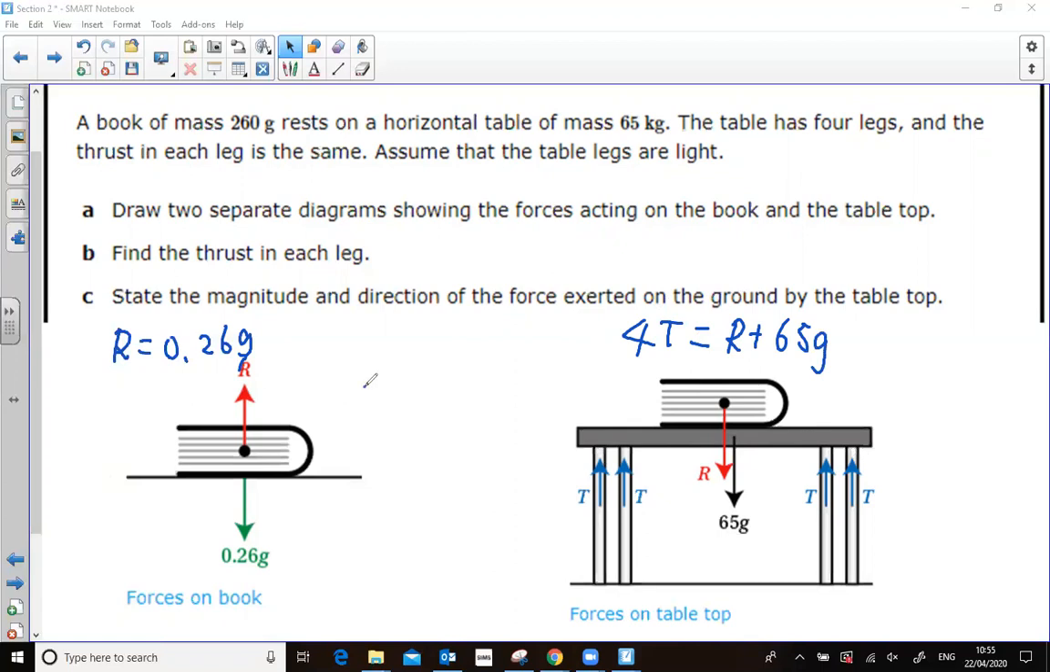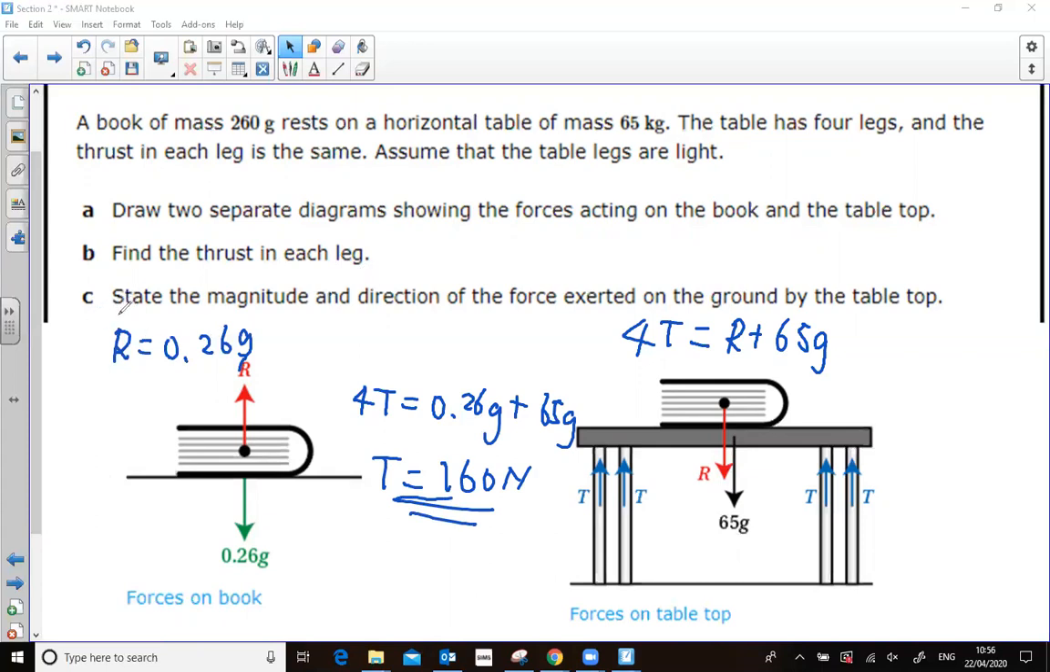Okay, so we can now replace R with 0.26g and then plus 65g. So you can now put it in a calculator and use g as 9.8. You should get T equals 160 Newton. So this is the thrust force in each leg.